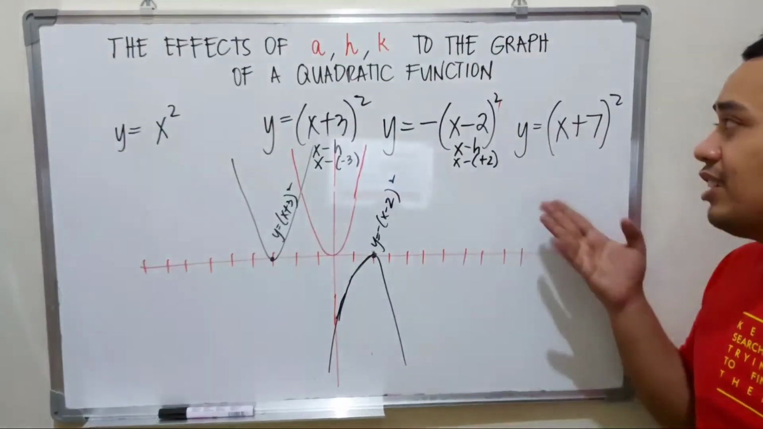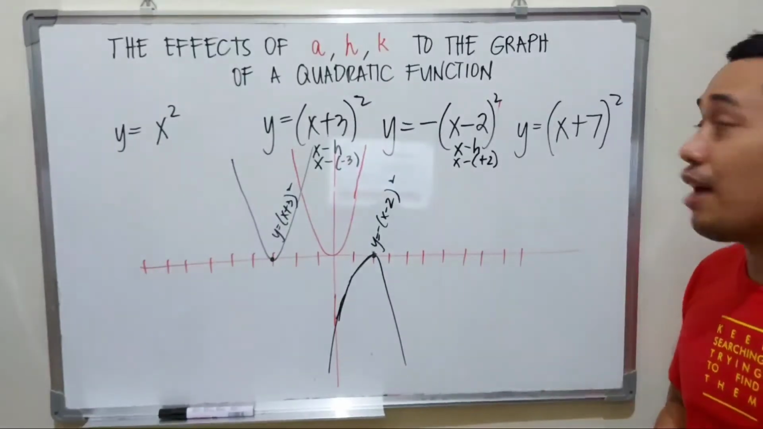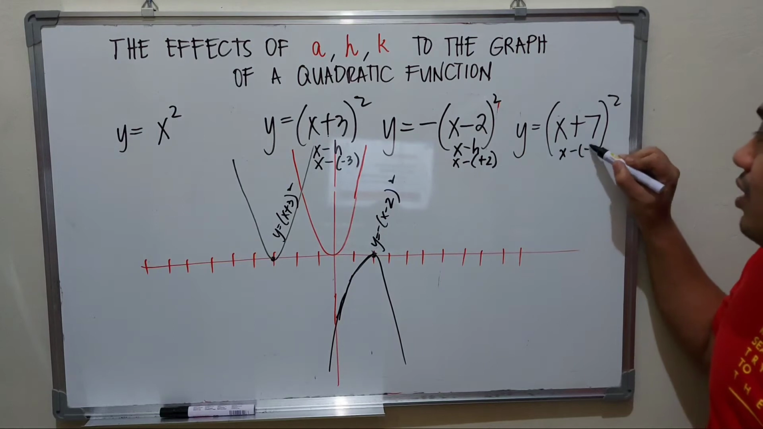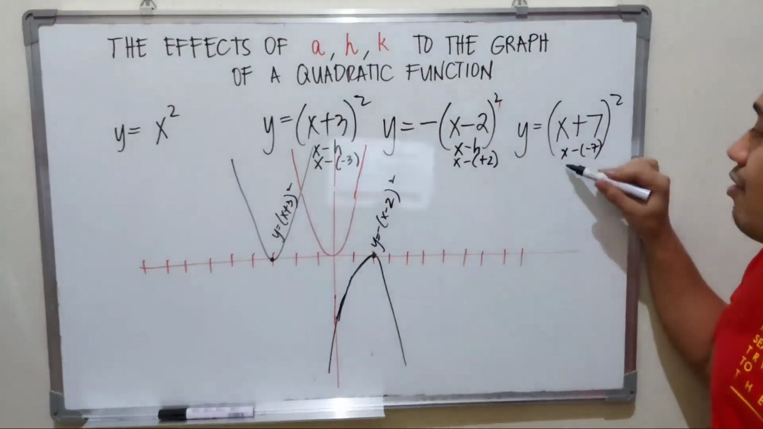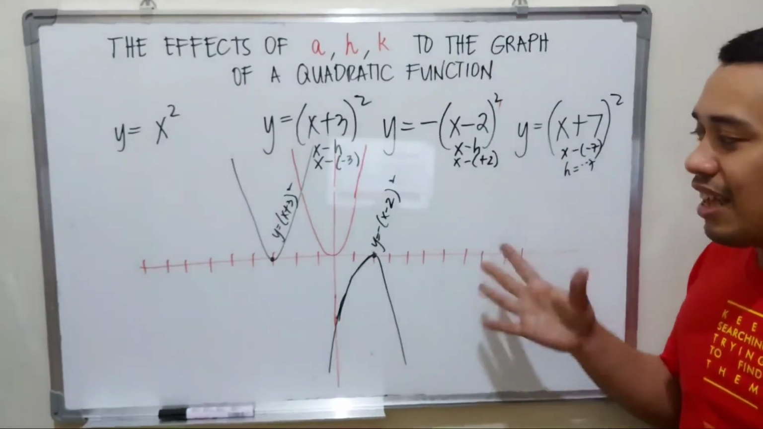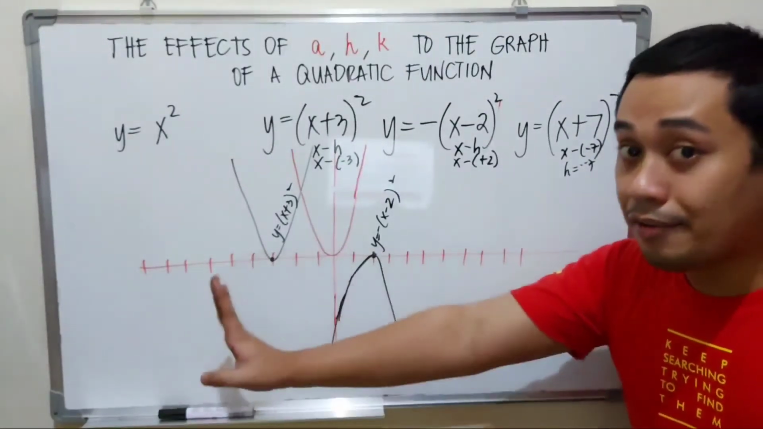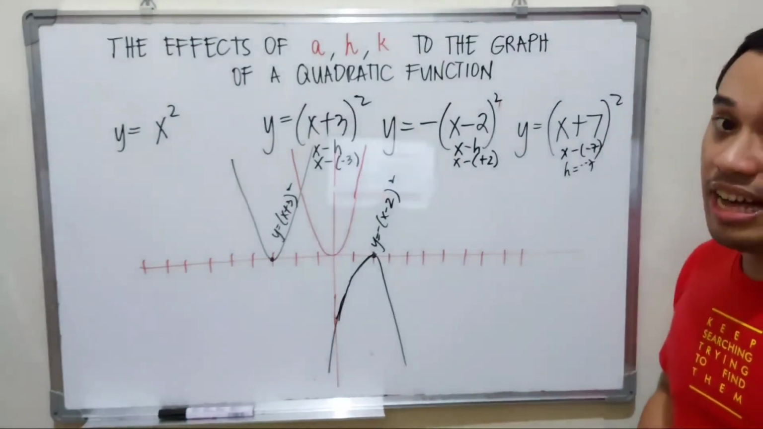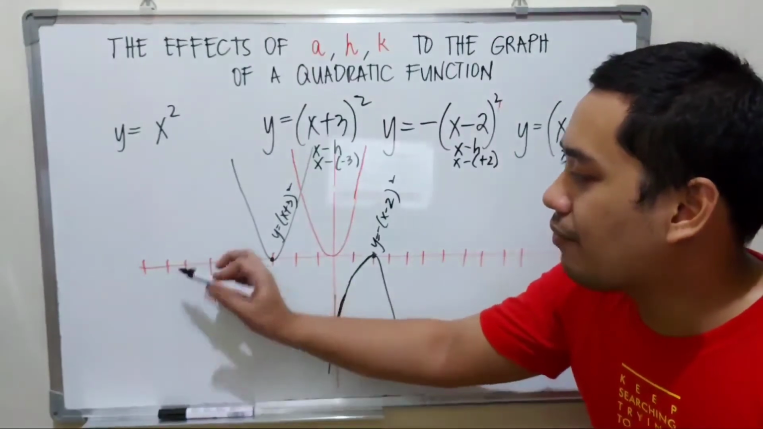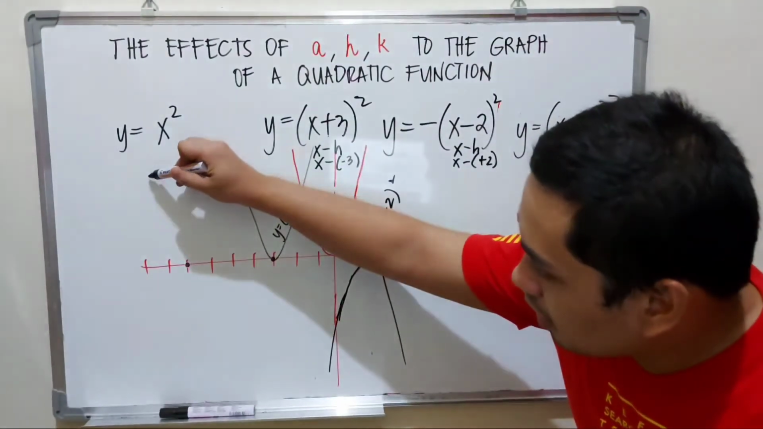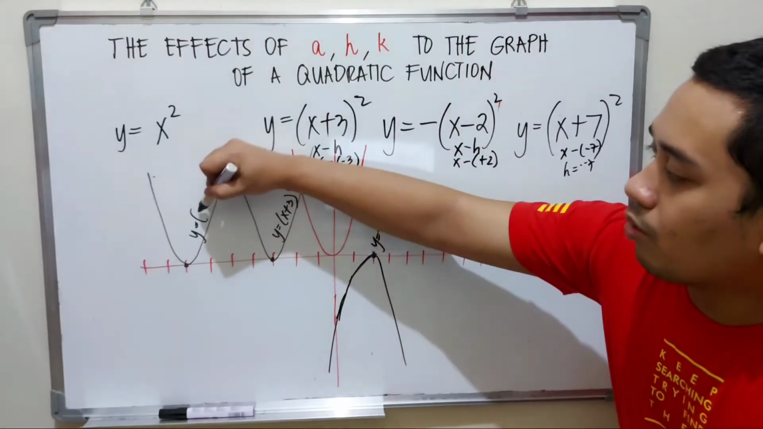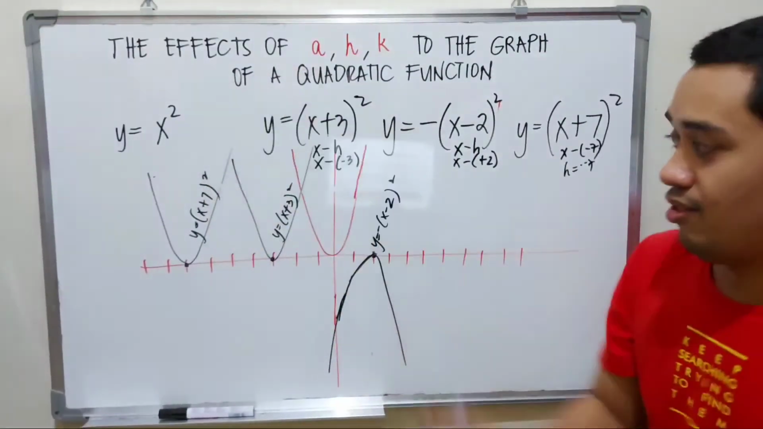Then finally, we have y is equal to the quantity x plus 7 squared. Since plus 7 siya, x minus negative 7, then our h is negative 7. Bibilang ka lang ng 7 papuntang left para ma-graph mo yung ating parabola. So, 1, 2, 3, 4, 5, 6, 7. Somewhere over here, ito po yung magiging graph ng ating y is equal to x plus 7 squared.